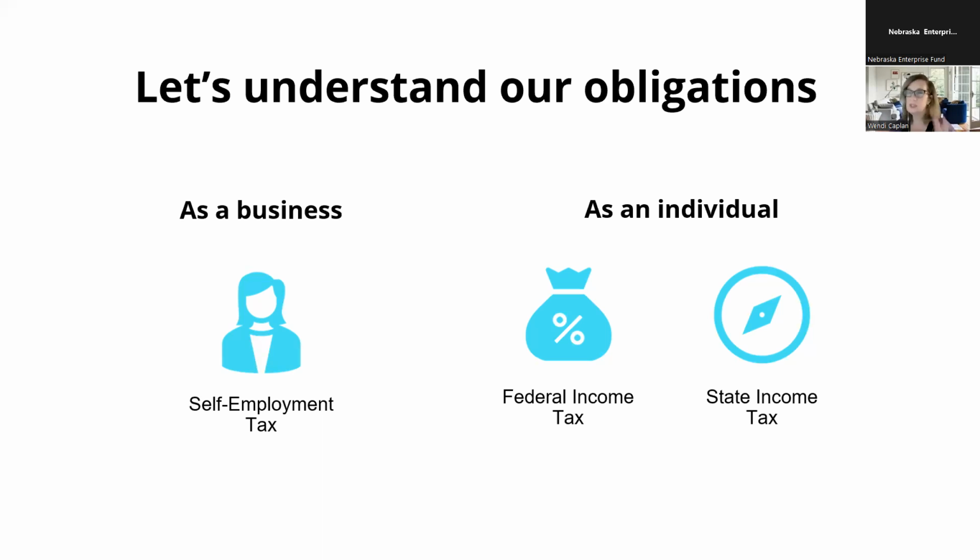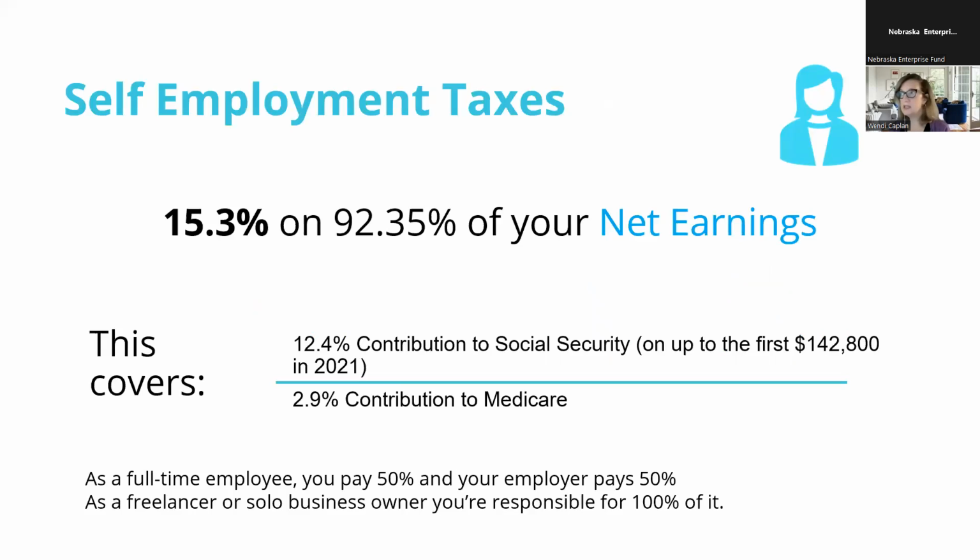So we're going to jump into self-employment taxes again. So we have our self-employment, federal, and state. Self-employment taxes are our contributions to Social Security and Medicare. It's interesting because when we're full-time employees, this is kind of a benefit. We're only paying 50% and our employer's paying 50%. But when we're doing our own businesses, we're responsible for 100% of that obligation.